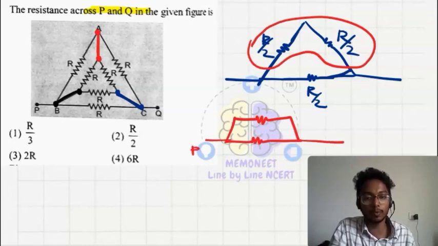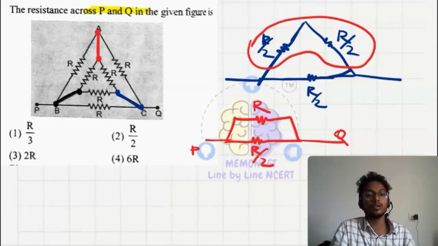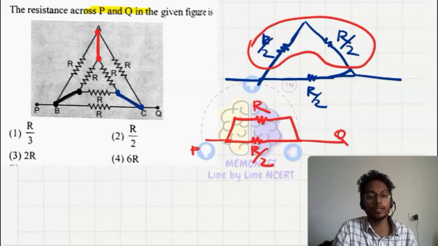This is point P, this is point Q, and this will be R by 2 plus R by 2, it is R, and it is R by 2. Okay, so this will be our final setup, and these two resistors are in parallel.